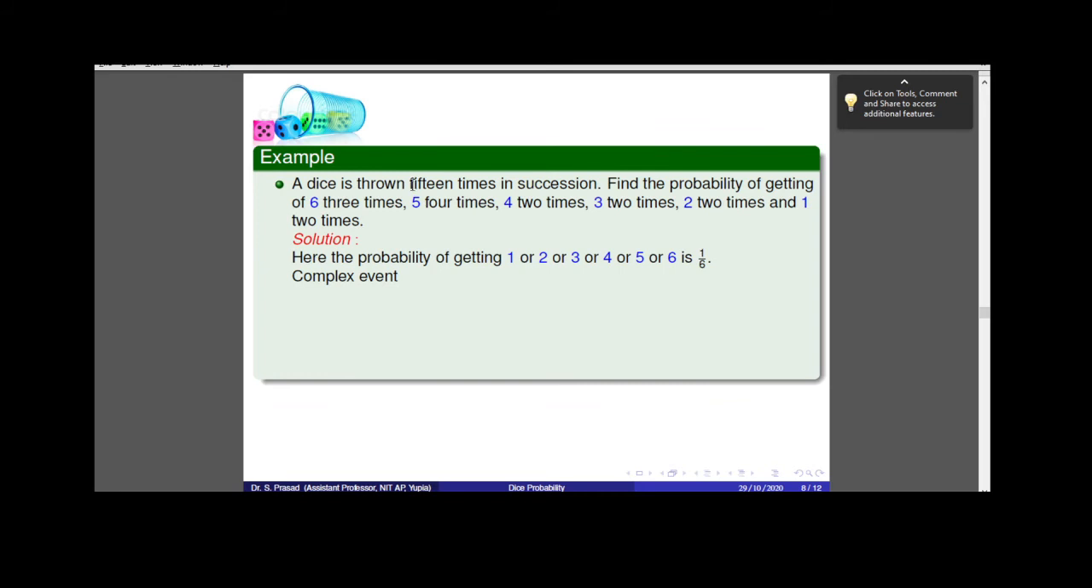Here the 15 spaces are there. Now first we write that 6 occurs 3 times, 5 occurs 4 times, 4 occurs 2 times, 3 occurs 2 times, 2 occurs 2 times, 1 occurs 2 times. These questions consider a fair dice only. That's why the probability of getting 1 or 2 or 3 or 4 or 5 or 6 is 1 by 6. After that we find the probability of the complex event.